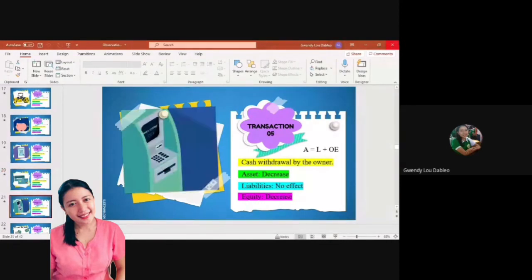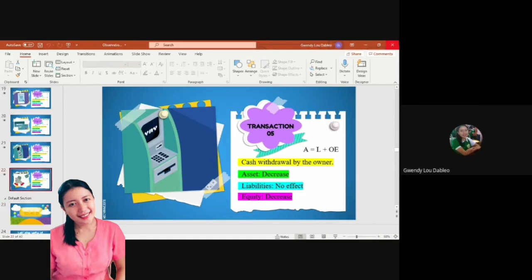Next, transaction number 5, cash withdrawal by the owner. So it is the business owner who withdraws cash from the bank. So asset will decrease, of course. Your liabilities will not be affected. And for equity, di ba, let's go back again to the four factors that can affect equity. Withdrawal can give a positive or negative effect. Okay, very good. Negative. That's why equity will decrease.